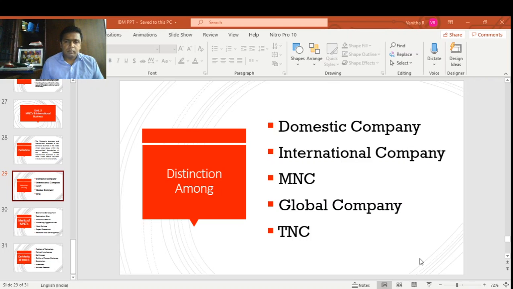So an MNC is a multinational company, which is again a sort of transnational at times. Again, a global company has to be very big. There are multinational companies which do business in more than one country, and that's a multinational company. You don't have to be a bigger company like a transnational or a global company, because those companies are there in more than 100 countries.